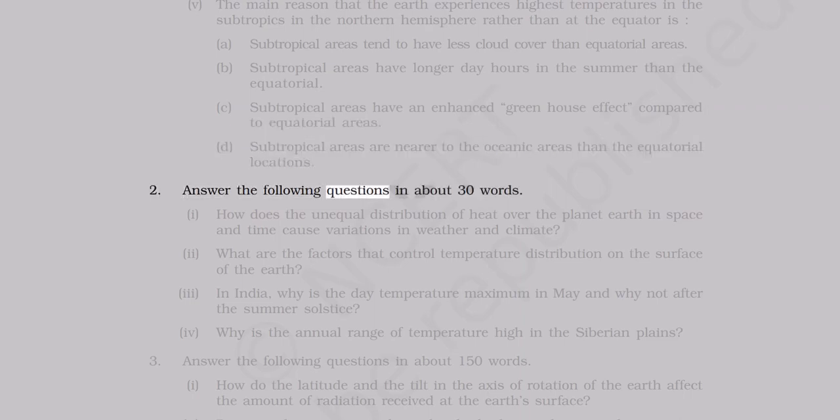2. Answer the following questions in about 30 words. I. How does the unequal distribution of heat over the planet Earth in space and time cause variations in weather and climate? 2. What are the factors that control temperature distribution on the surface of the Earth? 3. In India, why is the day temperature maximum in May and why not after the summer solstice? 4. Why is the annual range of temperature high in the Siberian plains?